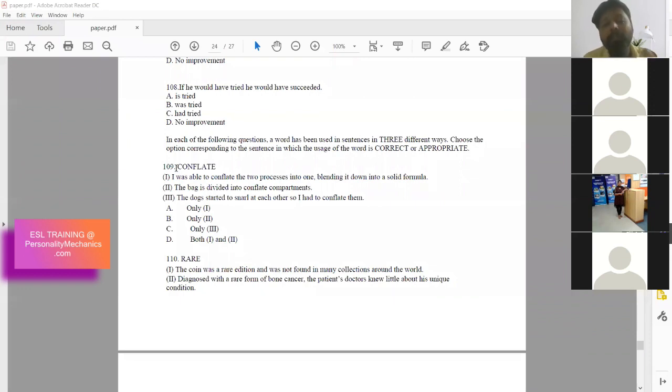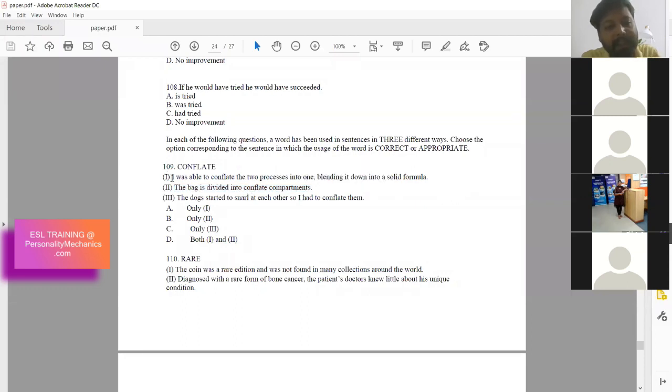If you know the meaning of the word, you would also be able to understand the correct usage of it. If you do not know the meaning of the word, no matter what, you will also not be able to understand what is the correct usage of it, because they are giving you all sorts of usage. So the next sentence says, the bag is divided into conflate compartments. This tells me separate compartments, so here it means separate compartments.